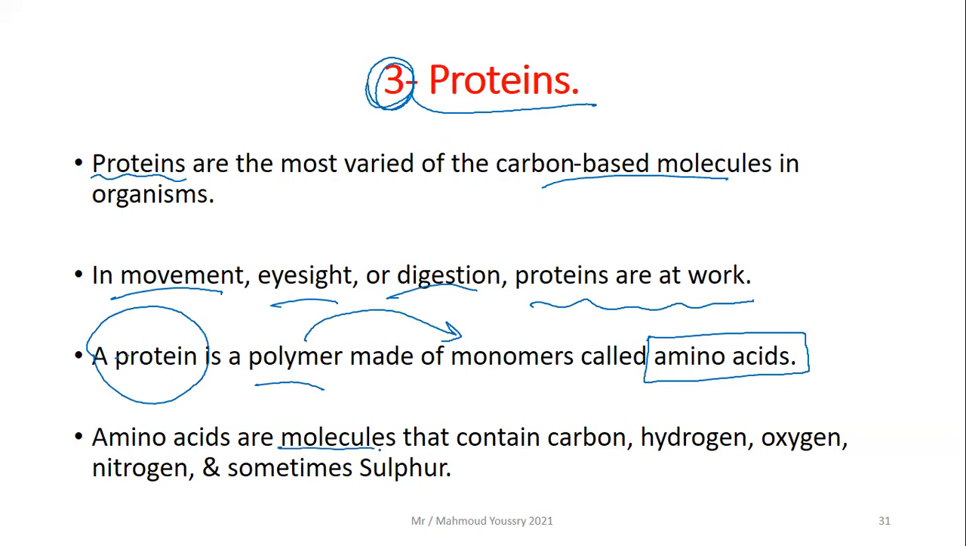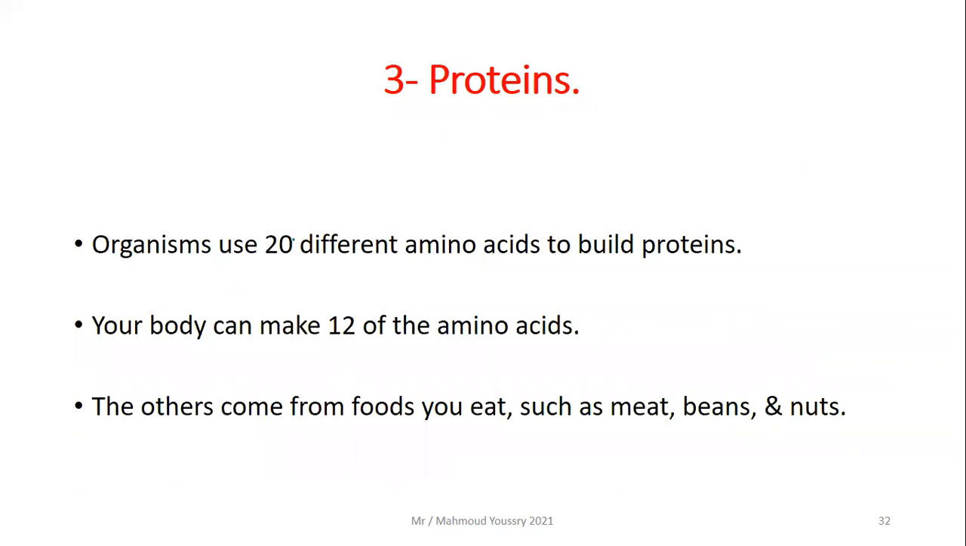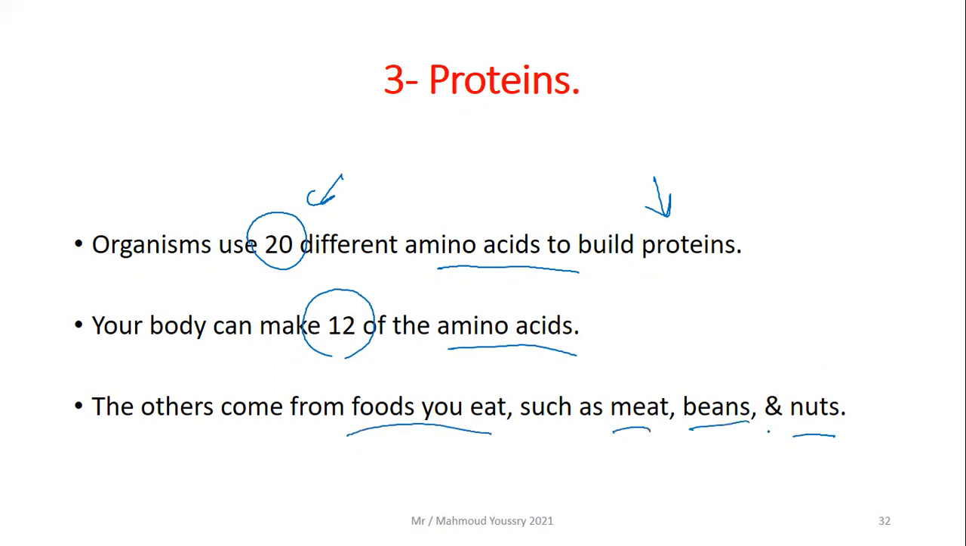These amino acids are molecules that contain carbon, hydrogen, oxygen, nitrogen, and sometimes sulfur. Organisms use about 20 different amino acids to build proteins. These are the monomers. This is the polymer. Your body can make 12 of these amino acids, so it gets the rest from the foods you eat, such as meat, beans, and nuts. This is where we get the remaining 8 amino acids.